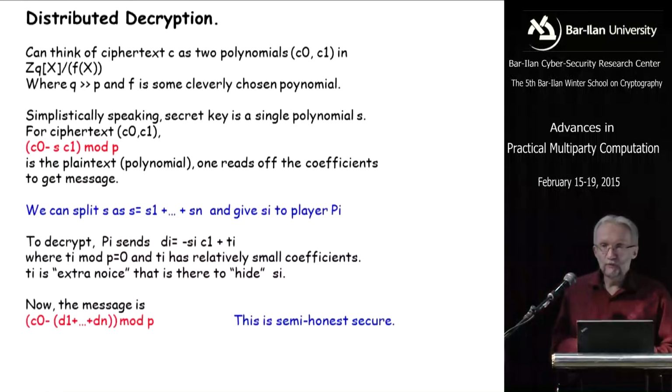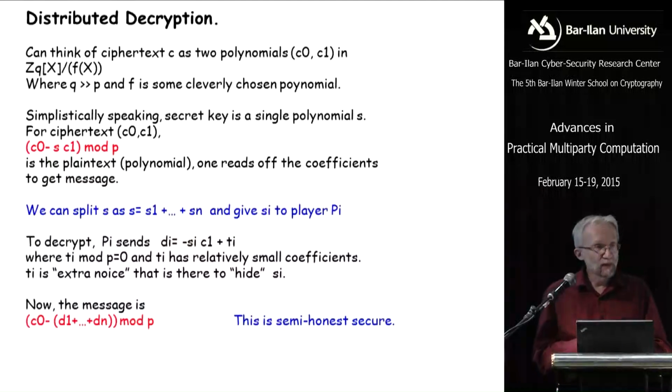The idea now to do distributed decryption in this world is that we're going to split this polynomial S into additive shares, and give each summand to a player. To decrypt, we are going to let each player multiply their share of the key with this part C1 of the ciphertext, and add some polynomial T_i, which is such that modulo P it is 0. So if you reduce all coefficients mod P, you get 0.